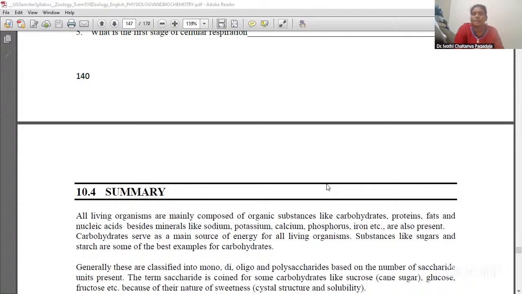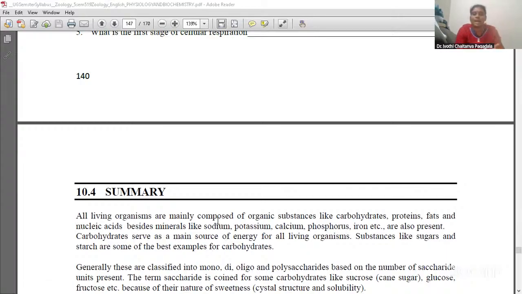that all the living organisms contain organic substances like carbohydrates, proteins, fats, and nucleic acids. Along with that, it also has the presence of minerals like sodium, potassium, calcium, phosphorus, and iron. And carbohydrates are the main source of energy for living organisms. Substances like sugar and starch are some of the best examples of the carbohydrates.